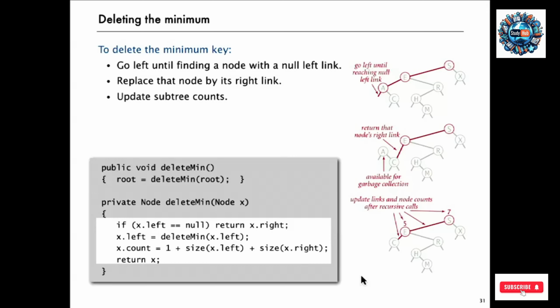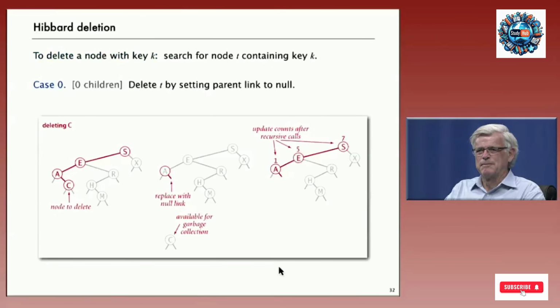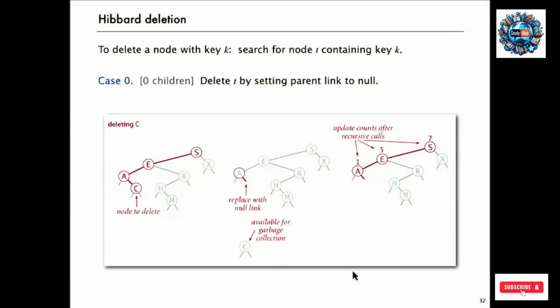Maybe a node got deleted down there, but always the invariant is that the count at a node is 1 plus the size of the left and right, and then return x and fix the links and the counts on the way up. That's a fine implementation for delete min, and it also works for delete max. And that's the basis for a general method for deleting nodes from BSTs known as Hibbard deletion. That's the second case. The first case for Hibbard deletion is what we want to do to delete a node with key k is we search for the node that contains the key.